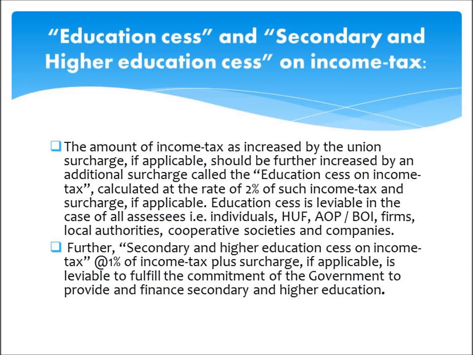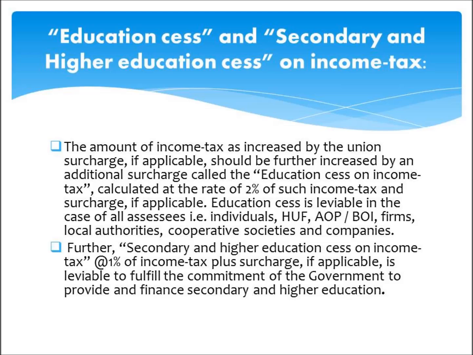Apart from surcharge, there is one more type of tax leviable upon income tax in the form of education cess and secondary and higher education cess. So after surcharge, there is one more type of tax leviable upon all the assessees irrespective of their level of income. Unlike surcharge, which is just levied upon assessees whose income exceeds 1 crore and more, education cess and secondary and higher education cess is leviable upon all the assessees, whether their income is below 1 crore or above 1 crore.